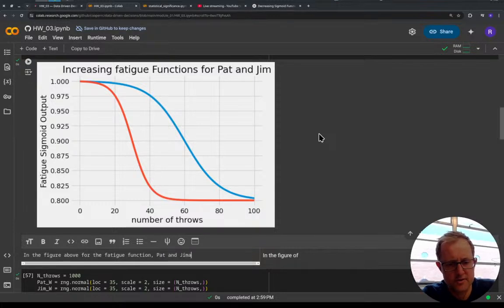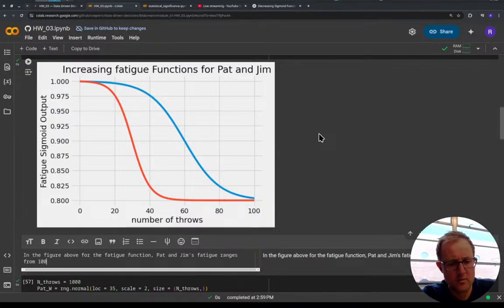Pat and Jim's fatigue ranges from 100% performance at throw 1 to 80% performance by throw number 100.